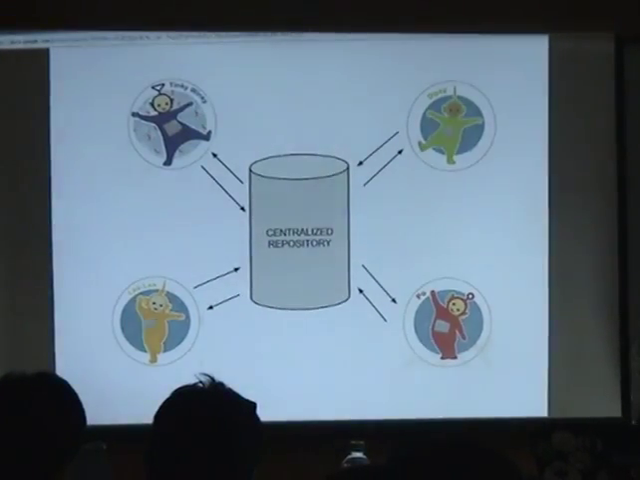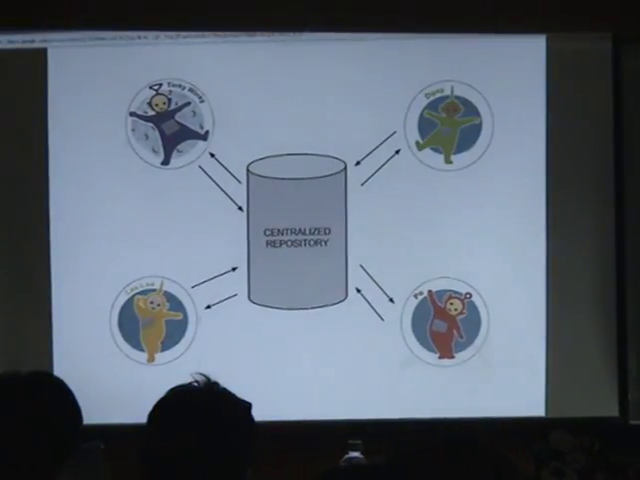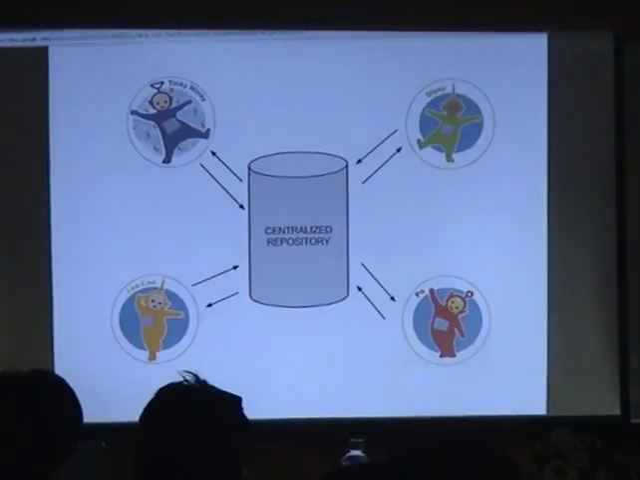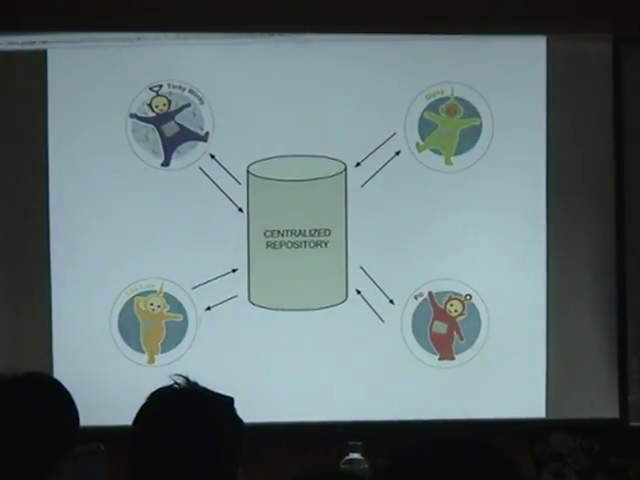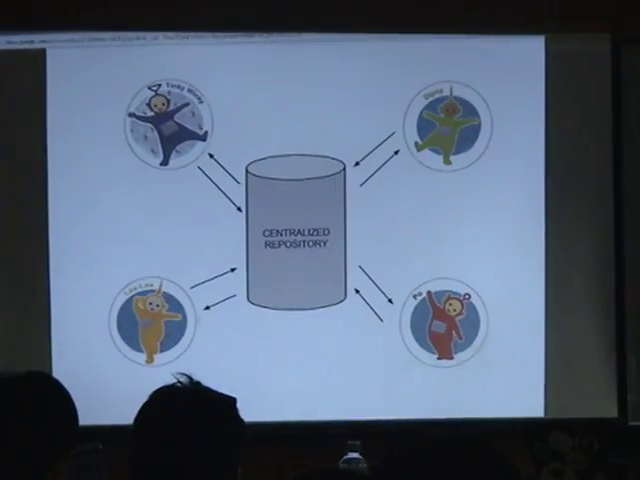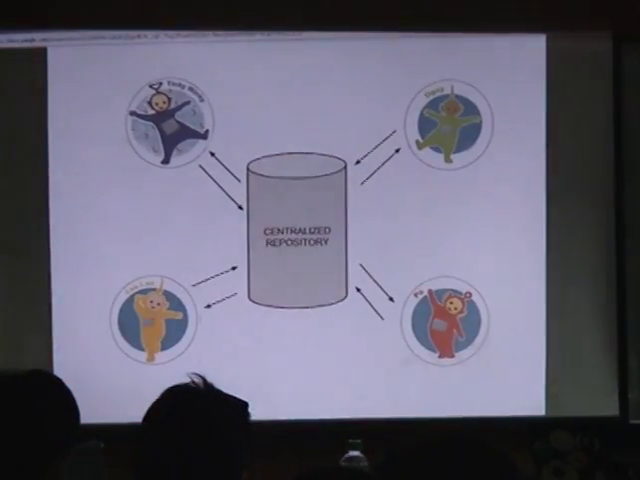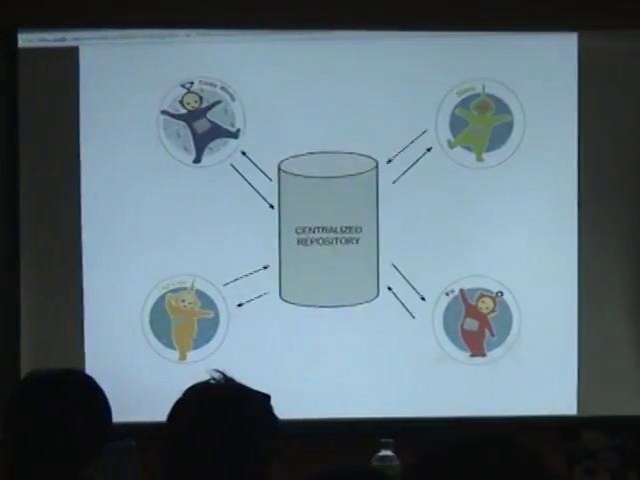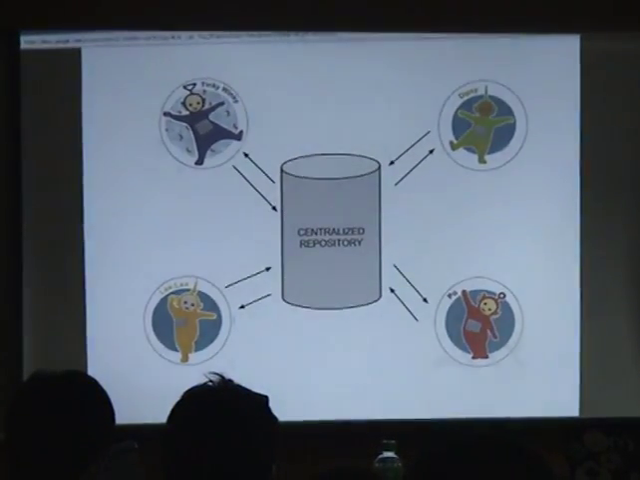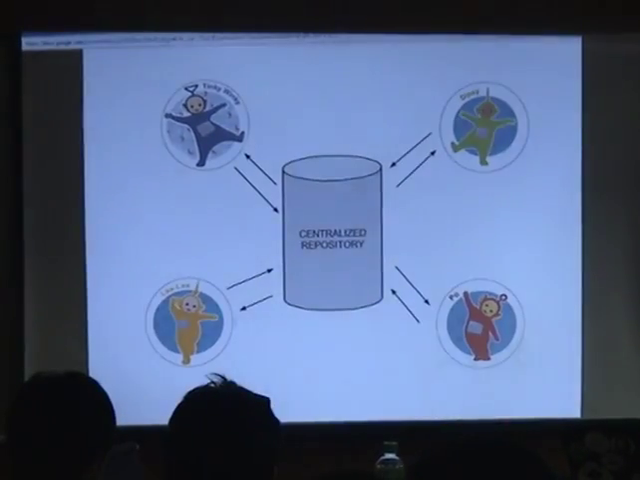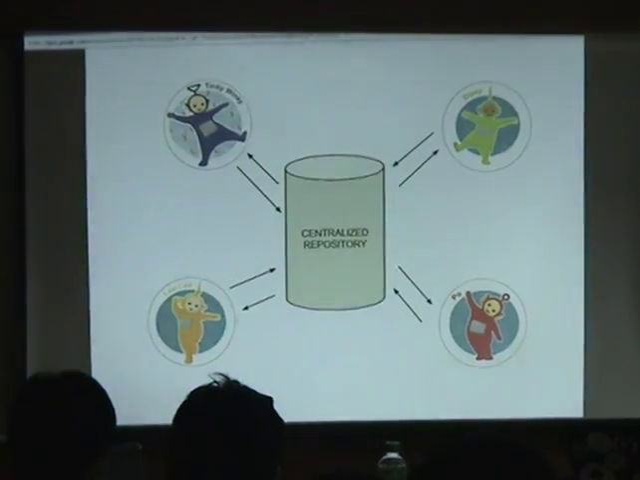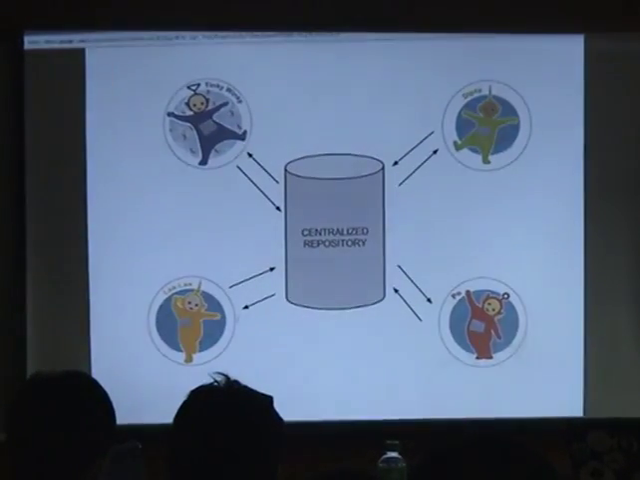So this is probably an SVN layout. So we have a centralized repository. We change code. We get code by having the other developer commit their code into the centralized repository. Then we have to wait for them to do that before we can get their code. So they're Teletubbies. We haven't really learned anything good from the Teletubbies. They're very bad at sharing code.